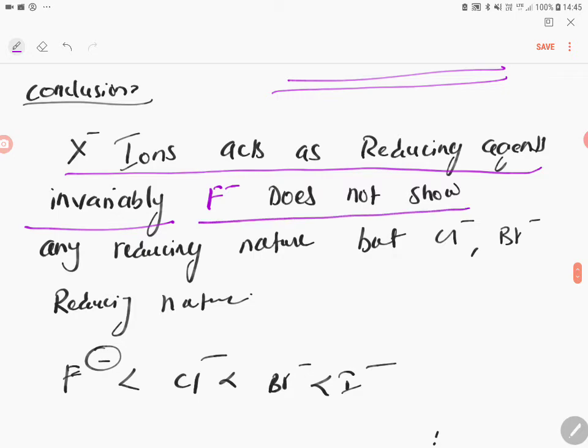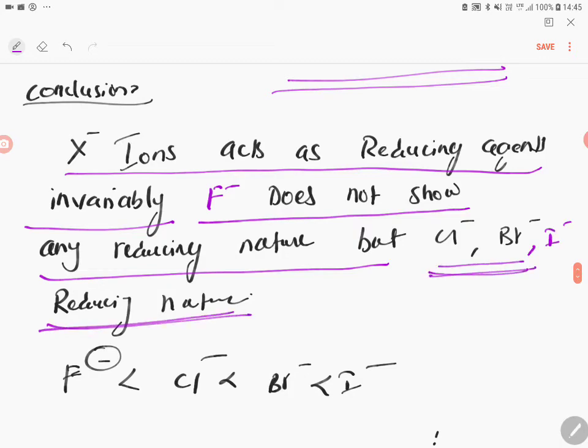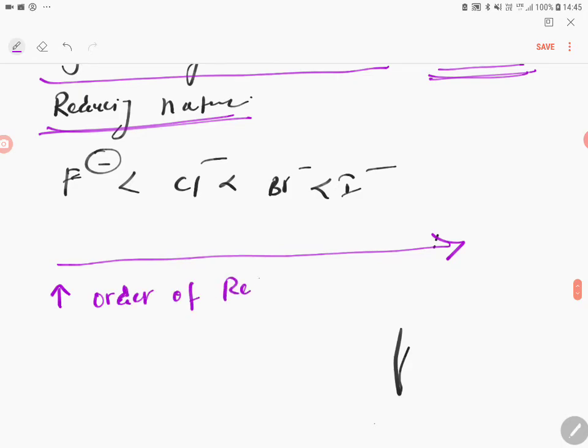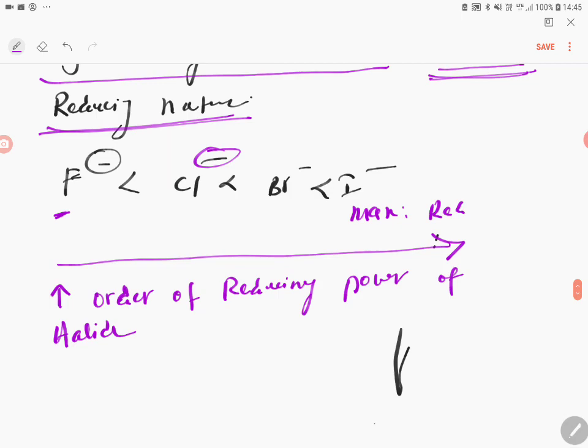Invariably, F minus does not show any reducing nature, whereas chloride, bromide and iodide ions are good reducing agents, and therefore the increasing order of reducing power of halide ions is as follows: fluoride ion having the least reducing nature, iodide ion having the maximum reducing nature.